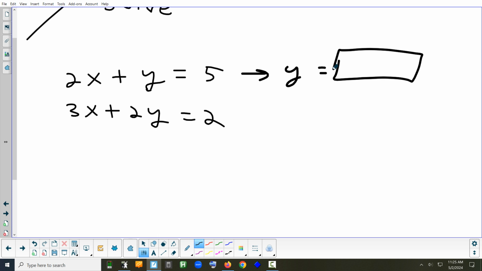If you get y by itself in the top, what does it equal? 2x minus 5. Or negative 2x plus 5. If you do it in y equals mx plus b, it's fine. We're not really worried. You got to get y by itself. So if you said 5 minus 2x, that's okay. Or negative 2x plus 5.